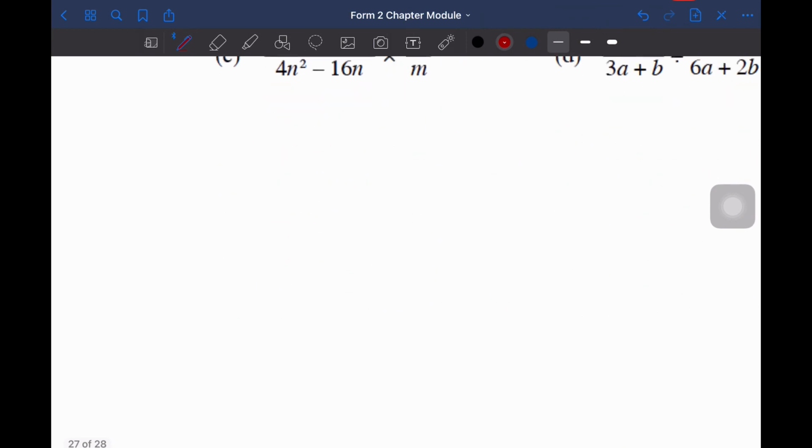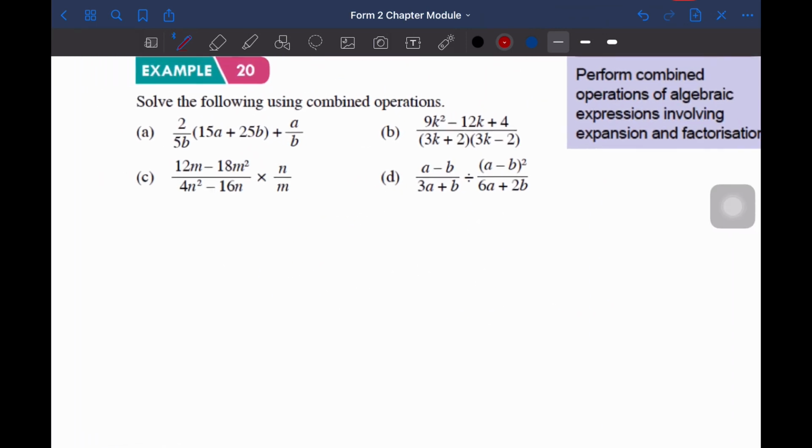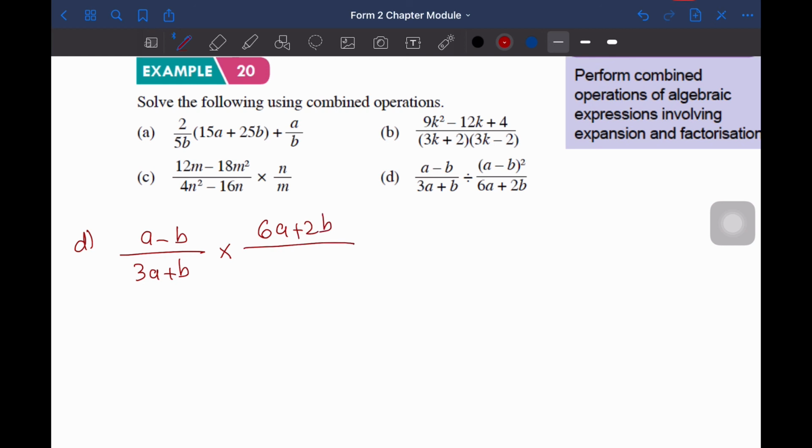Okay, and the last example we have D. Okay, D. We have divide. So bahagi kena tukar jadi darab kan. So ubah terus A minus B over 3A plus B times, okay, bawah naik atas, so 6A plus 2B over A minus B square. So A minus B 2 kali.